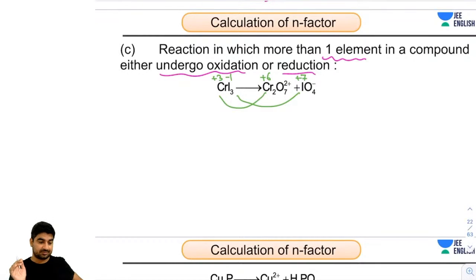So how will you calculate the n factor? Yes, tell me. How will you calculate the n factor? Just do it. So this is not the complete redox. This is basically the oxidation half. So how will you solve it?